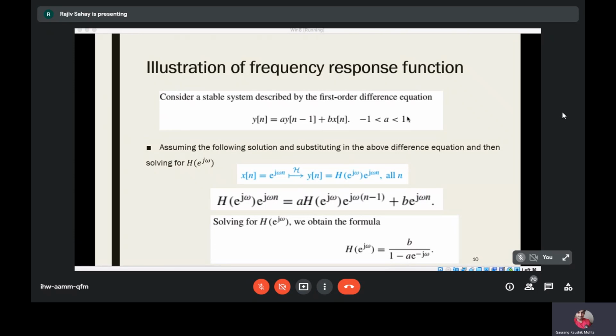And if you impose the condition of causality, then the ROC includes the unit circle. If the ROC includes the unit circle, then the Fourier transform exists. So the DTFT can be calculated.